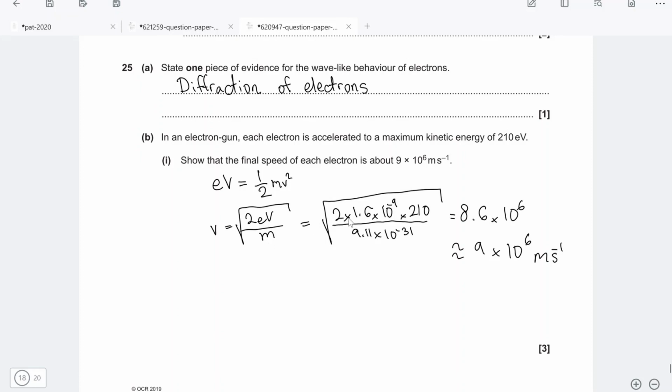This is in terms equal to 2 times the electron charge, 1.6 times 10 to the power of minus 19, times 210, divided by the mass, which is 9.11 times 10 to the power of minus 31. Once we put that into a scientific calculator, we're going to find about 8.6 times 10 to the power of 6, or about 9 times 10 to the power of 6 meters per second.